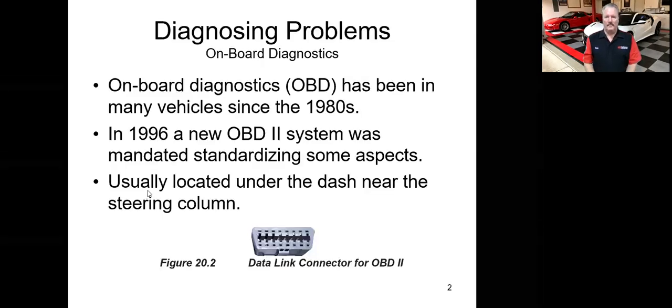Onboard diagnostics has been on many vehicles since the 80s, actually. But in 1996, a new OBD2 onboard diagnostic system was mandated and standardized some aspects of the diagnostic system, usually located underneath the dash near the steering column. That's what it looks like in this picture right there. That's what we plug into.